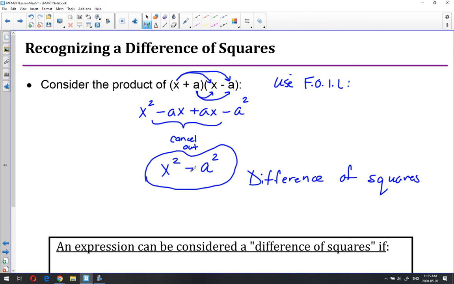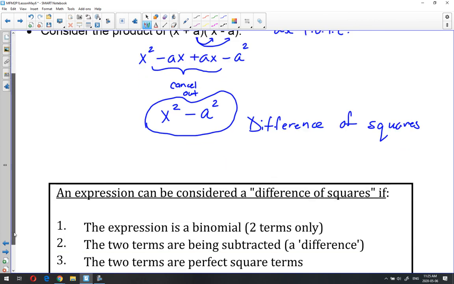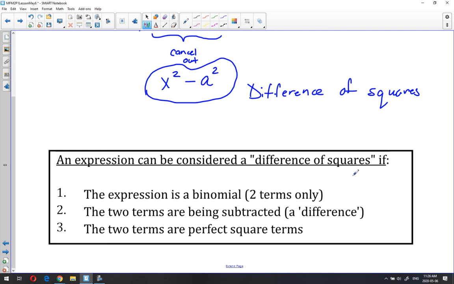Okay, and so this expression is what a difference of squares is. It is the difference, the subtraction symbol, of two terms that are squares, or perfect squares. x squared is a perfect square, and so is a squared. So just to recap, an expression can be considered a difference of squares if, number one, the expression is a binomial, only two terms; number two, the two terms are being subtracted; and number three, the two terms are perfect square terms. If all three of these things are true, then what you have is a difference of squares.